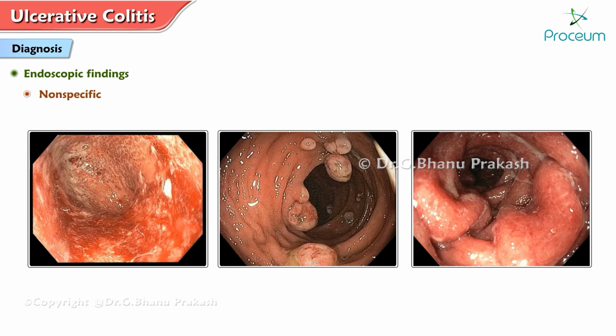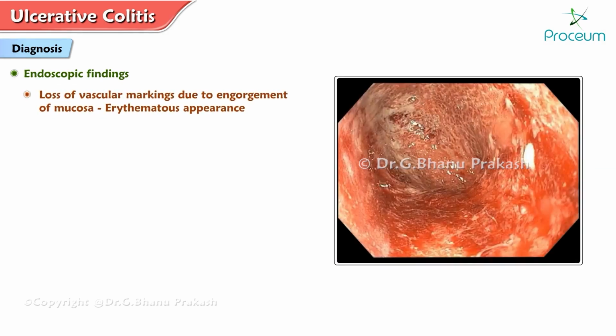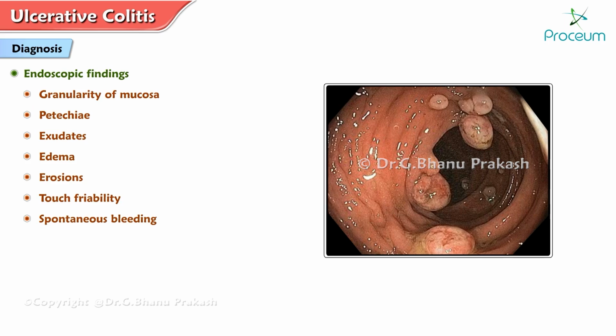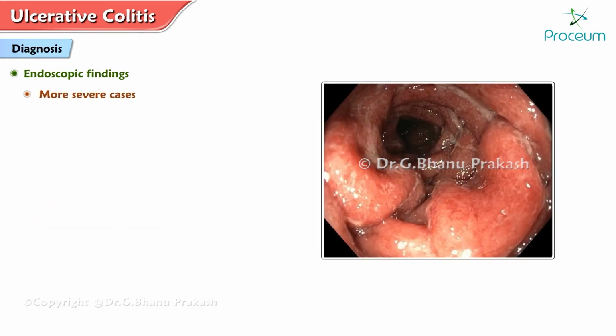The endoscopic findings in patients with ulcerative colitis include a loss of vascular markings due to engorgement of the mucosa, giving it an erythematous appearance. In addition, the granularity of the mucosa, petechiae, exudates, edema, erosions, touch friability, and spontaneous bleeding may be present. More severe cases may be associated with macro-ulcerations, profuse bleeding, and copious exudates.